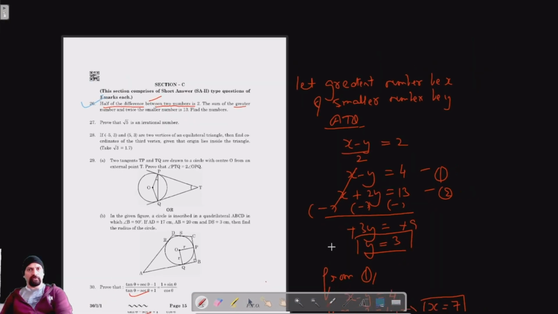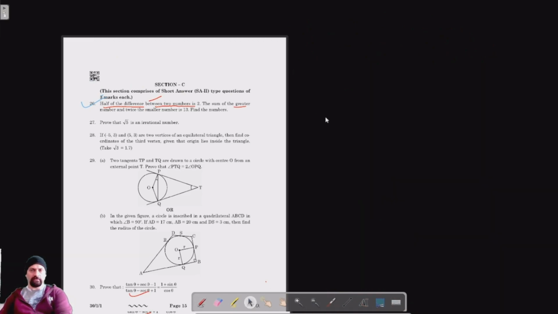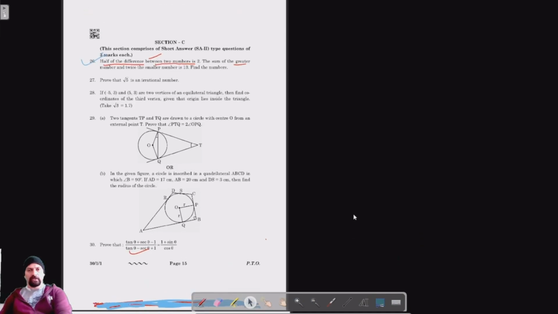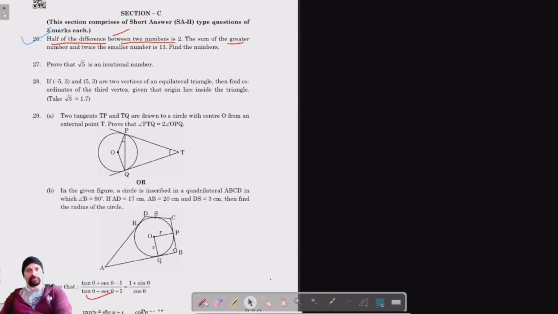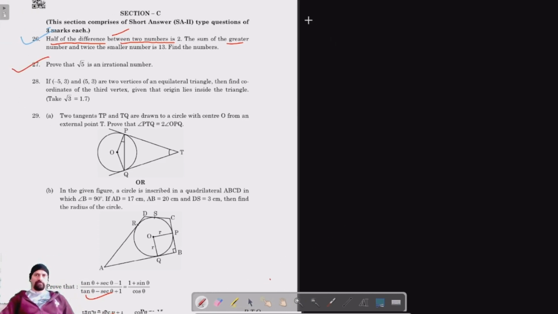And let's move on to the 27th, in which we have to prove that root 5 is an irrational number, which obviously is an irrational number, but we have to prove it. And for that, we are going to assume that it's not an irrational, but it's a rational. Okay, for question number 27, let's say that root 5 is a rational number. So let's give it a rational form.